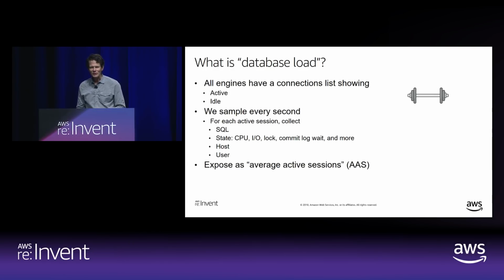And then we expose this as a metric called average active sessions, which is really a measurement of the concurrency of load on the database. How many users are concurrently active in the database? And we call this AAS, or average active sessions.